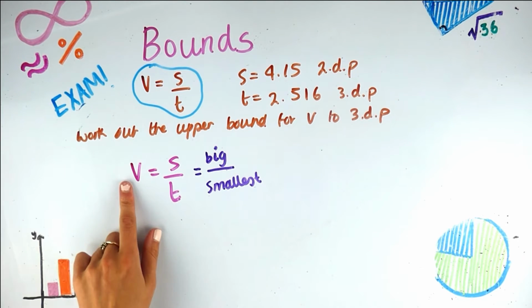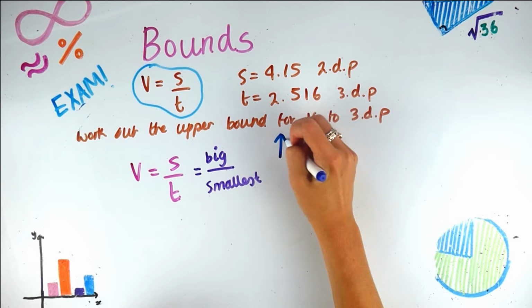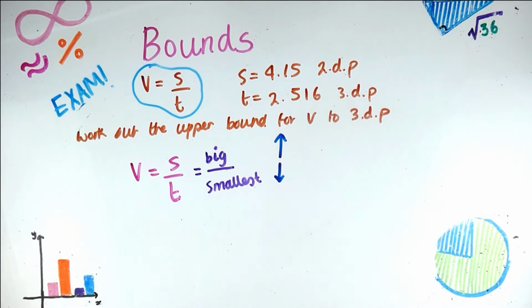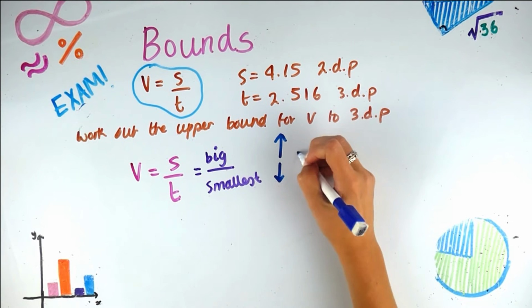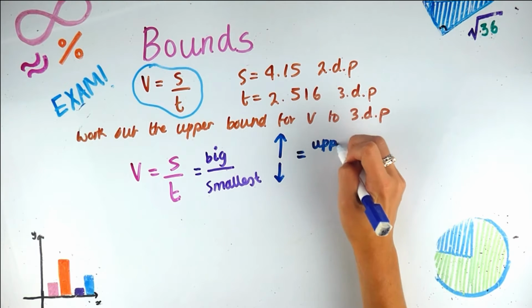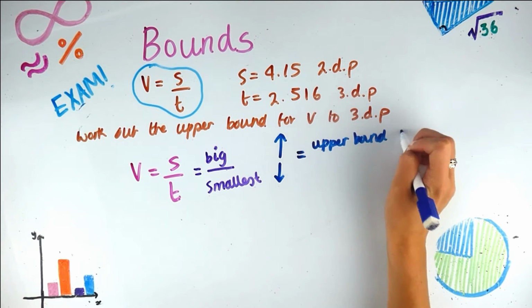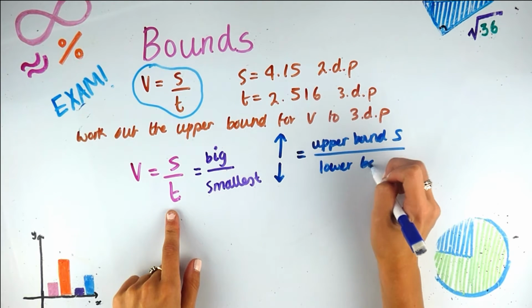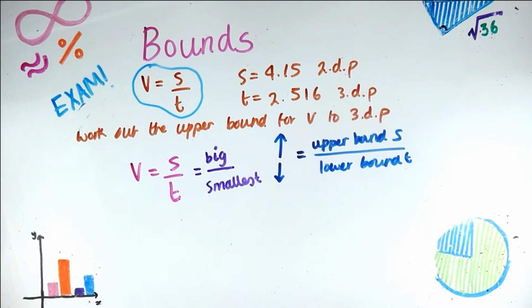So if I want V to be as big as possible, I want big as possible on top, and I want to divide by as little as I can so I can get the most myself. Bit greedy. So instead of writing big and small, we could write upper bound for S divided by the smallest for T, so lower bound T. So why don't we work out those two things?